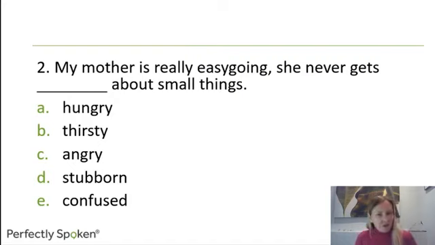angry about small things. A, hungry, B, thirsty, C, angry, D, stubborn, or E, confused. And the answer is C, angry. Obviously, you can use a dictionary if you don't remember the meaning of the words.